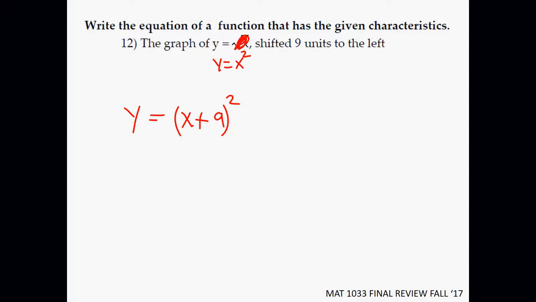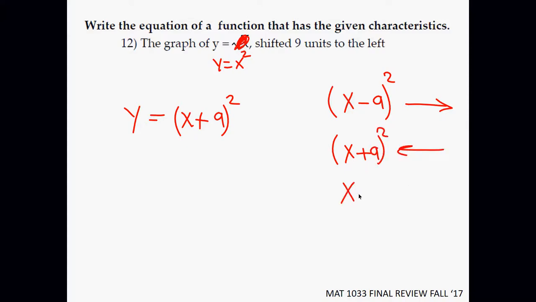Yeah. So I just want to confirm here, if we have x minus a squared, that means shifting to the right. If you have x plus a squared, that means you go to the left. If you have x squared plus a, that means you're going upward. And x squared minus a, you're going downward by a units.